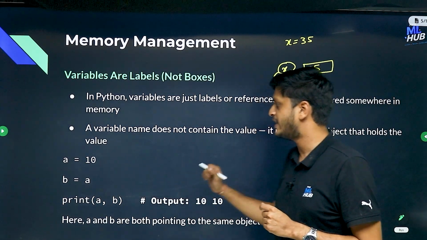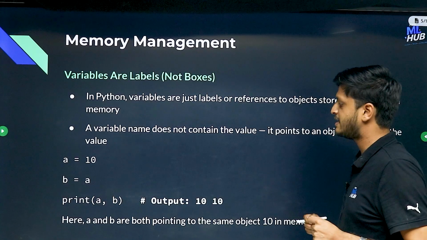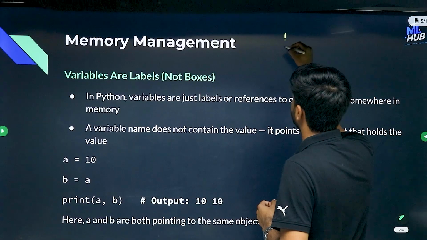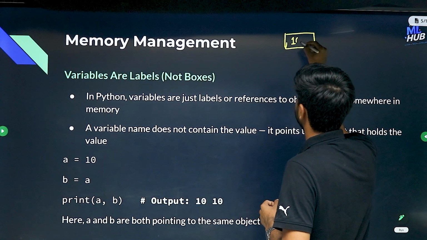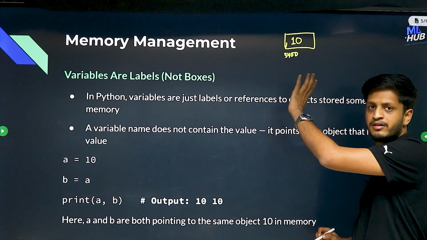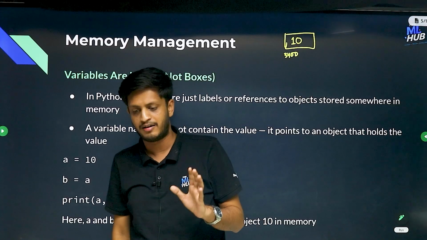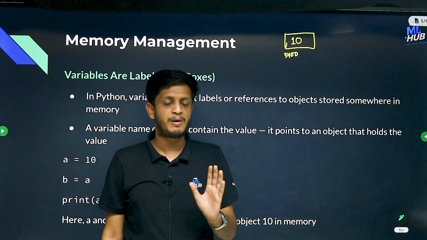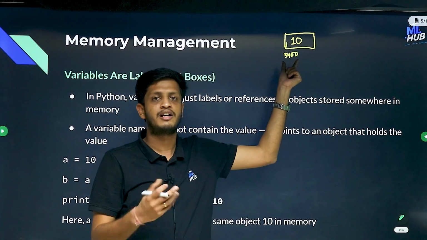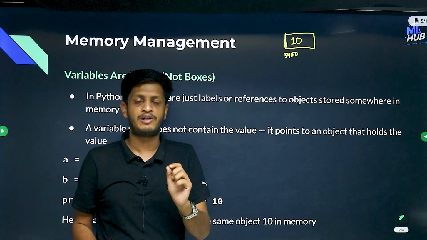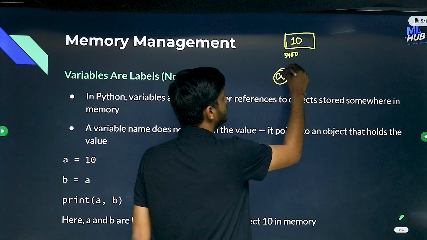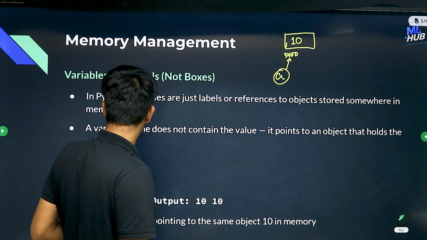Okay, so here we have an example. Here we are saying a is equal to 10. So at a particular memory location, the value 10 will be stored, and let us say it is at memory location 3400. This is the address of the memory. In a computer, when you see computer architecture, you will know that every memory location has some address. So let's say at memory location 3400, the value 10 is present. And when I say a is equal to 10, the variable a will point to this particular memory location.